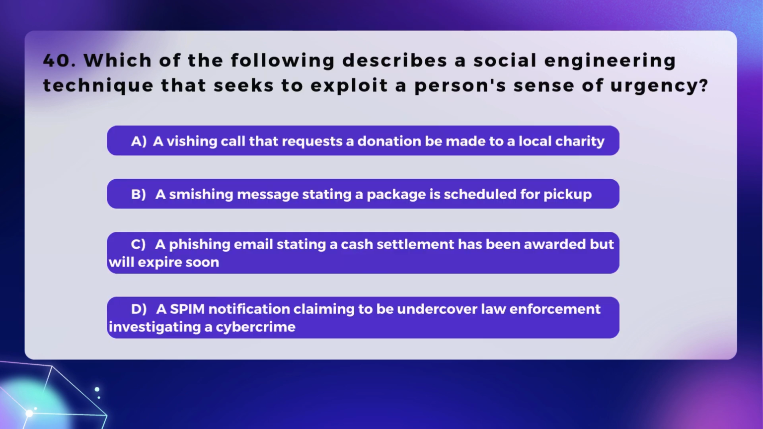Which of the following describes a social engineering technique that seeks to exploit a person's sense of urgency? A. A phishing call that requests a donation be made to a local charity. B. A smishing message stating a package is scheduled for pickup. C. A phishing email stating a cash settlement has been awarded but will expire soon. D. A SPIM notification claiming to be undercover law enforcement investigating a cybercrime.